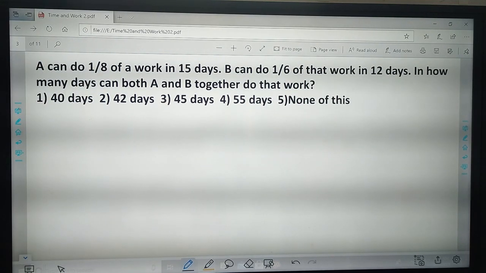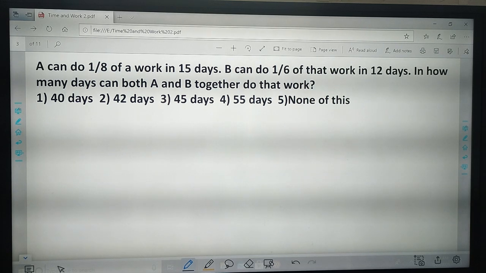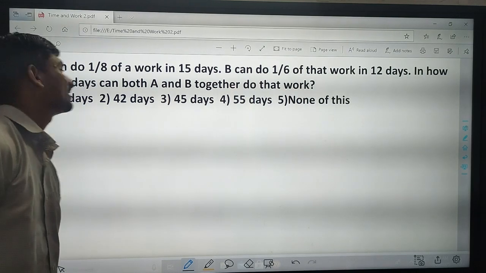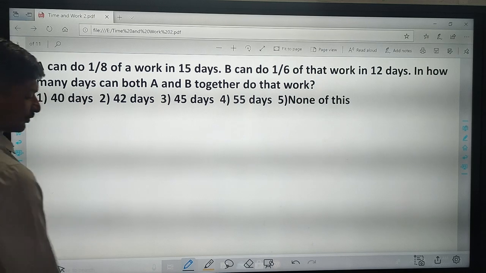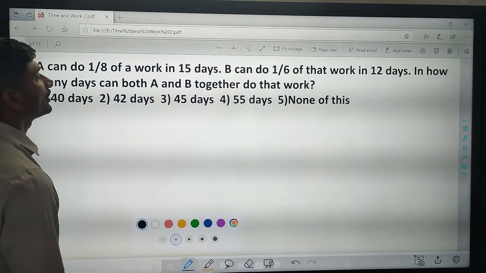A can do 1/8 of the work in 15 days. B can do 1/6 of the work in 12 days. In how many days can both A and B do the work?